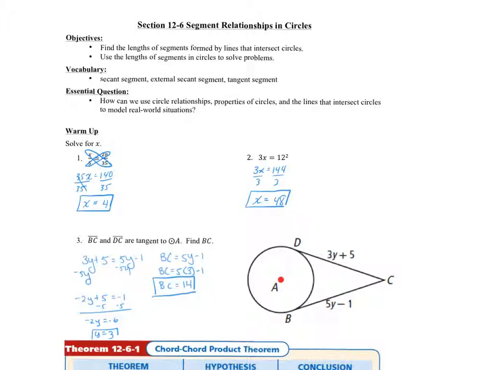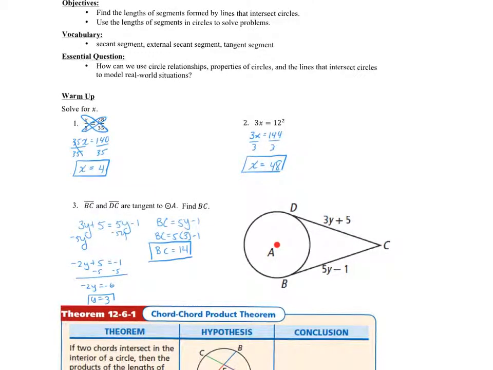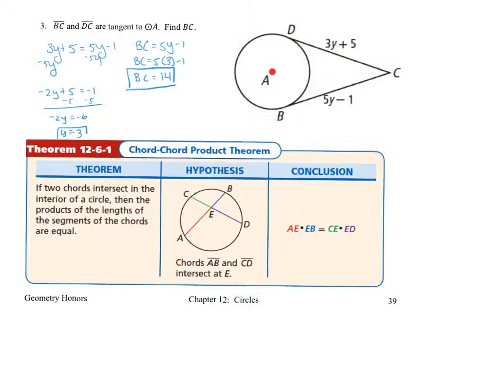So when solving the equations for 1 and 2, I got x is 4 and x is 48. For number 3, since the tangents were meeting at the same point outside of the circle, those segments are congruent to each other. So I set them equal to each other, solved for y, and plugged that back in so that I could get BC, which was 14 units.